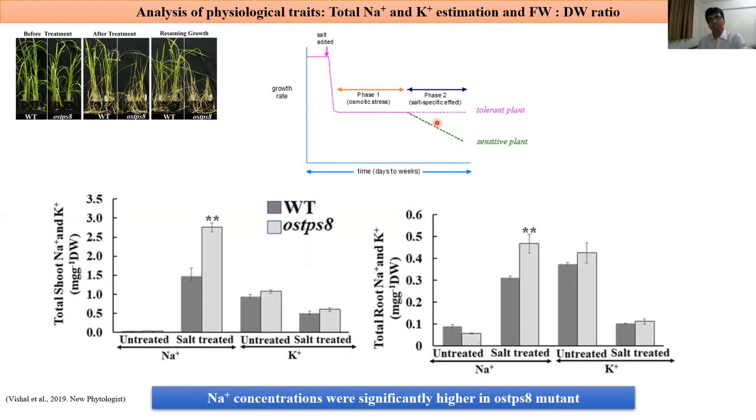This is the salt specific effect. You could see this phase where we can see the visible effect on the growth. There is a drastic reduction in the growth if the plant is salt sensitive. That's what we observed in the salt sensitive plant upon treatment.